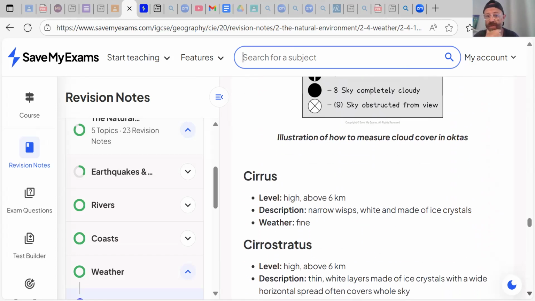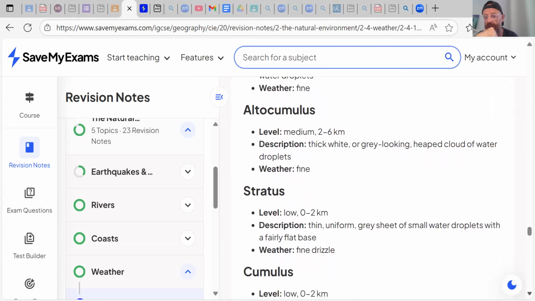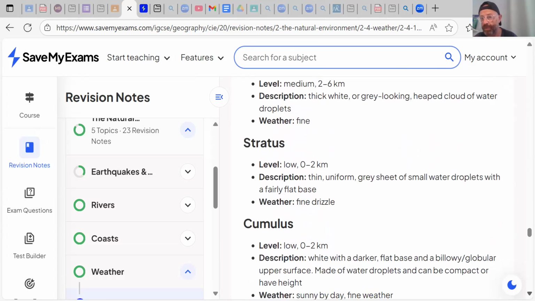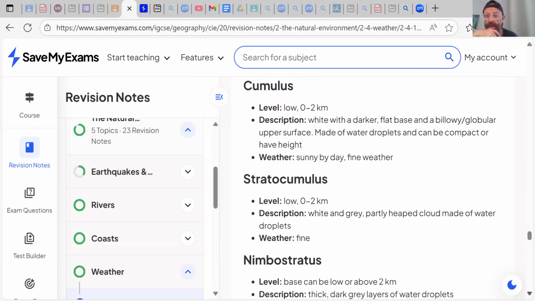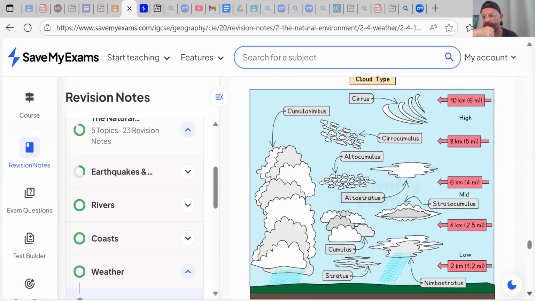All right, your different types of cloud: your cirrus, your cirrostratus, your cirrocumulus, altostratus, altocumulus, stratus. Remember, same names, different prefixes. Okay, and then your stratocumulus and your nimbostratus, cumulonimbus, your kind of rain clouds. This is something you've looked at many times. You need to know it, guys.